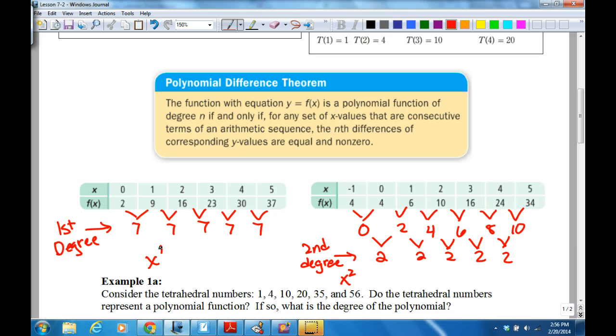Okay, so basically, back to our definition here. It says the function with the equation y equals f of x is a polynomial function of degree n if and only if for all sets of x values that are consecutive terms of an arithmetic sequence, the nth differences corresponding are equal and non-zero. So in other words, once you get to the point where all the differences are the same, that's the degree of the polynomial you have.